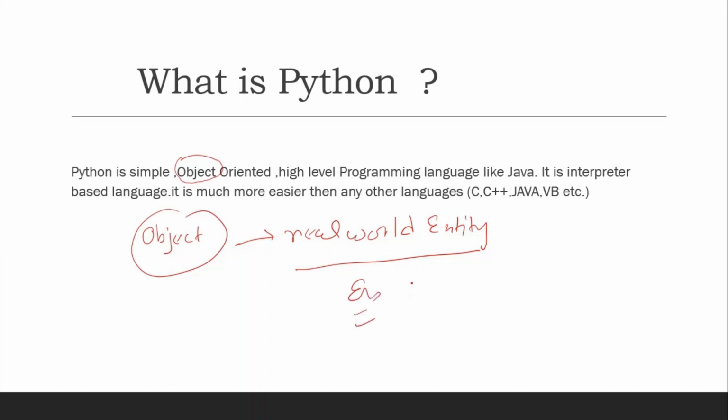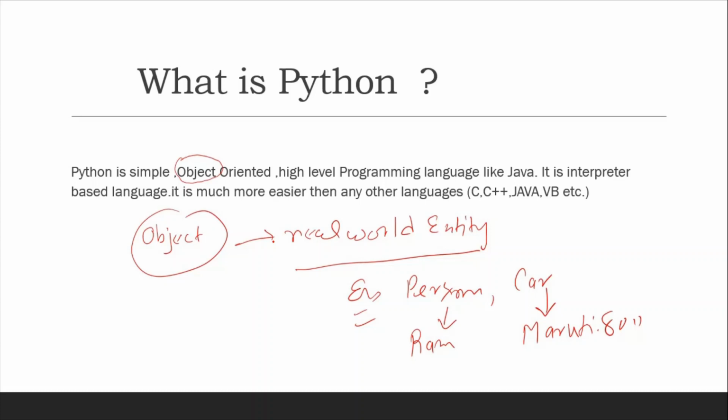Example, person, car. Any person, for example, Ram. In car we can say Maruti 800. These are examples of objects. So in object oriented programming we deal with objects. So now it is clear what the meaning of object is.